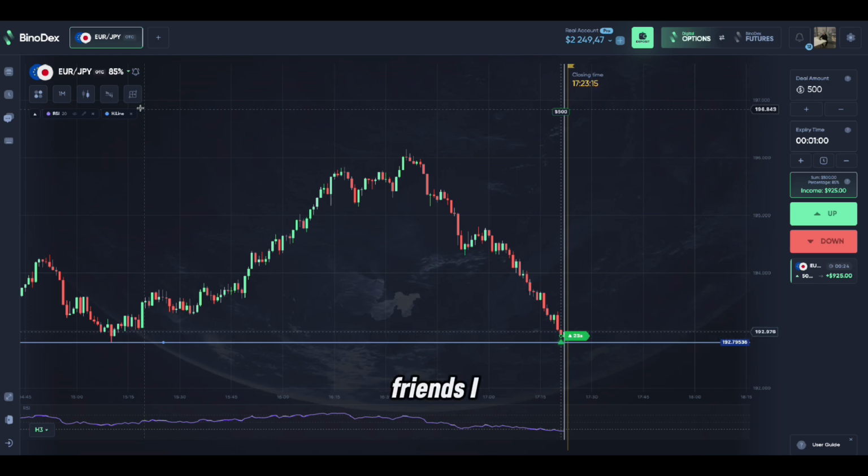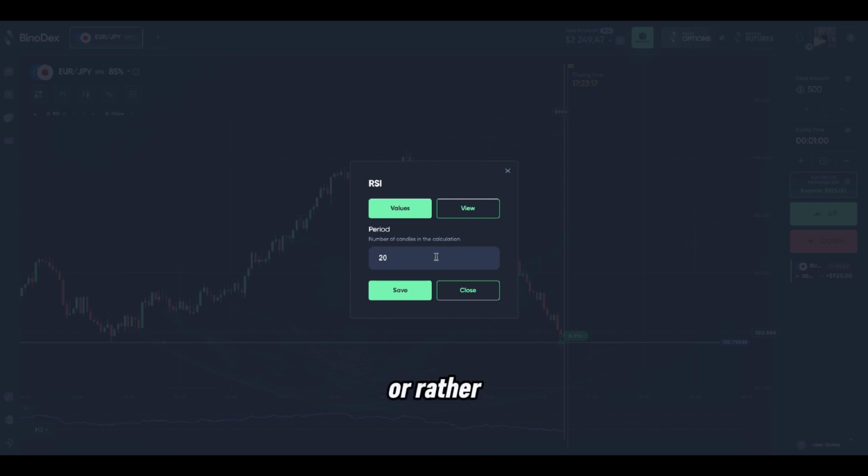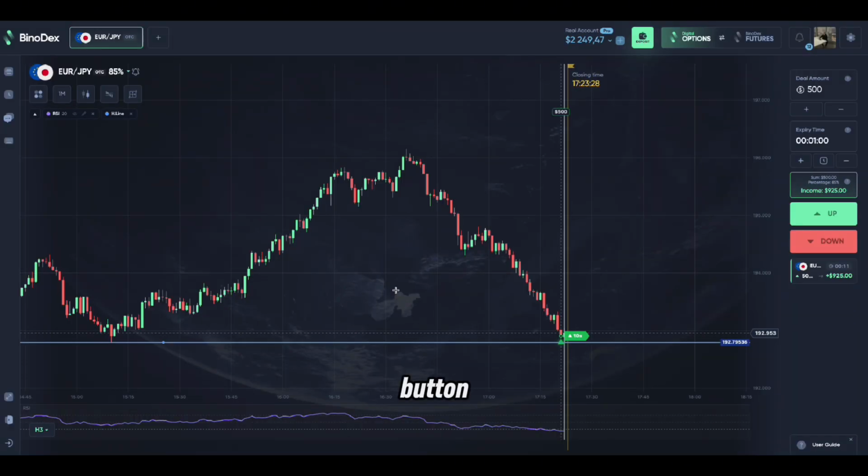Also, dear friends, I almost forgot to tell you about the RSI indicator settings so that it gives more accurate signals. Here you need to change the value from 14 to 20 and click the save button.